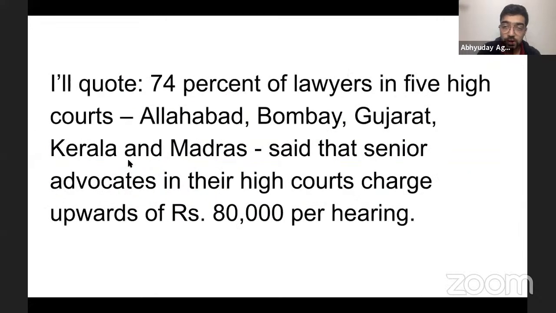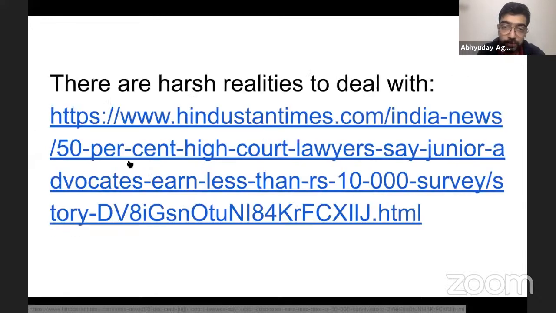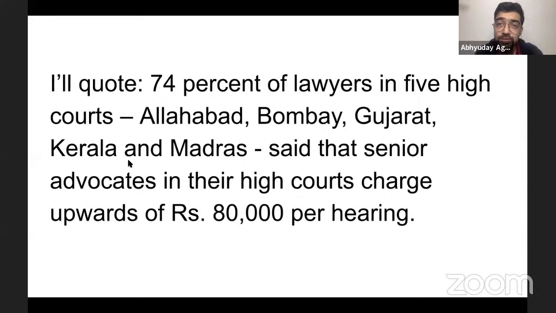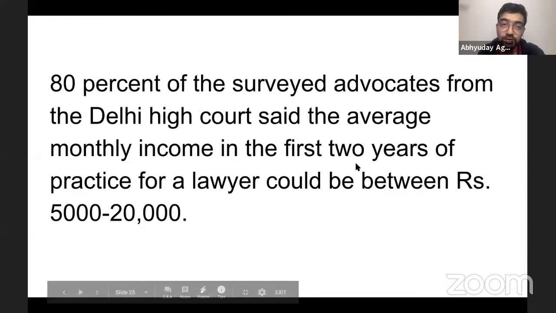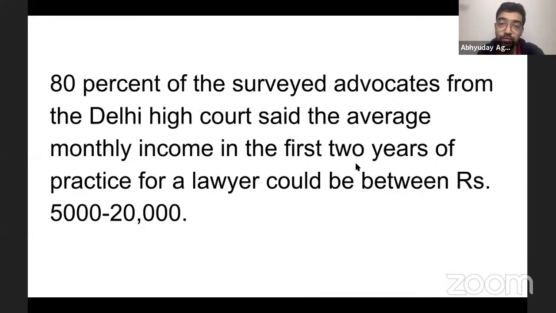This article is by Hindustan Times. 74% of lawyers in 5 high courts, Allahabad, Bombay, Gujarat, Kerala, and Madras, said that senior advocates in high courts charge upwards of 80,000 per hearing. But 80% of the surveyed advocates from the high courts said that the average monthly income for juniors is 5,000 to 20,000, and this is in Delhi.